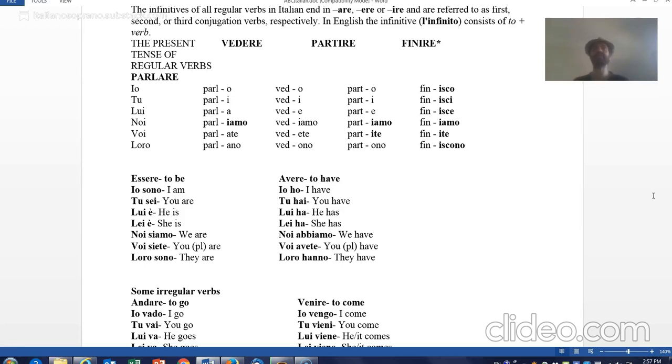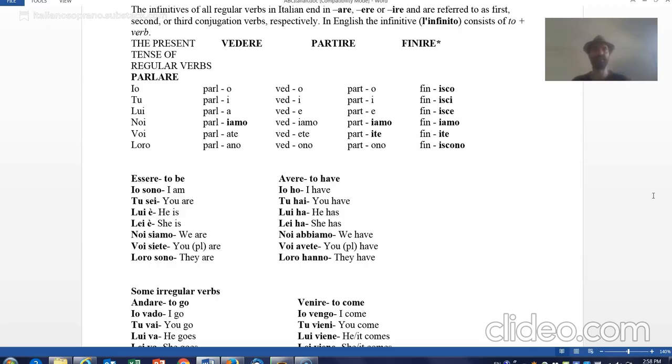And then we can see some irregular verbs. Here, on this page and the next one, I put probably the most common irregular verbs. As the word says, they don't follow the rules, this rule about the endings are, ere, ire, and putting the proper ending. The 2 most common are essere and avere, of course, in any kind of language. The 2 most useful verbs, I would call them special verbs.